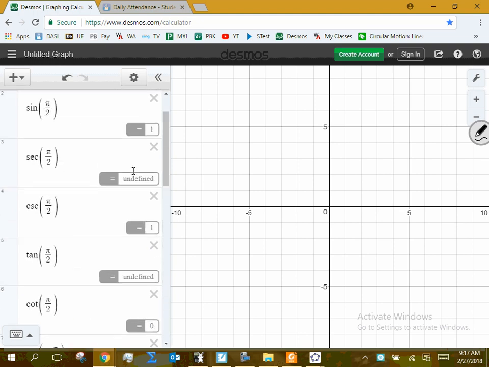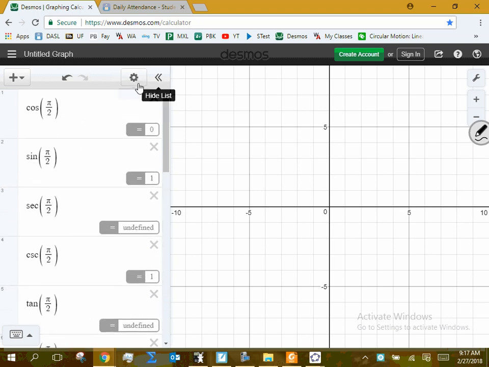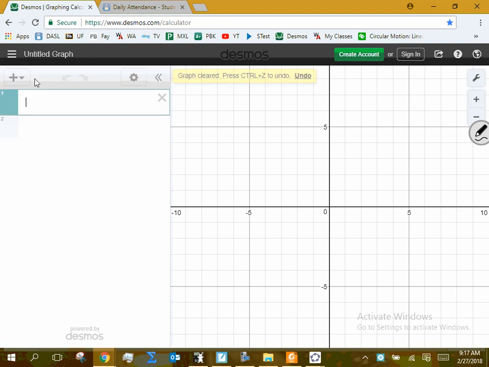Okay. Those of you that are using your TI-84, that's fine. Okay. I'm going to jump back and forth between all three of these programs, Desmos, the TI-84, and GeoGebra.